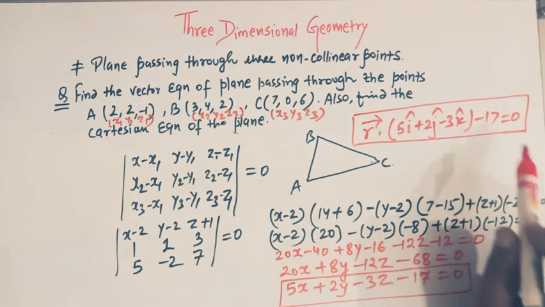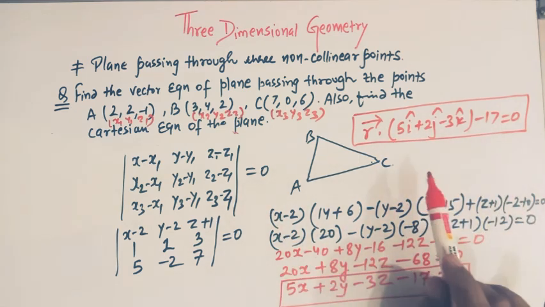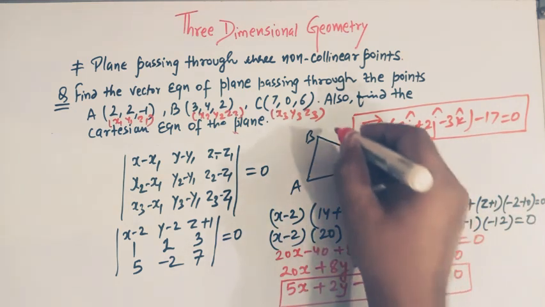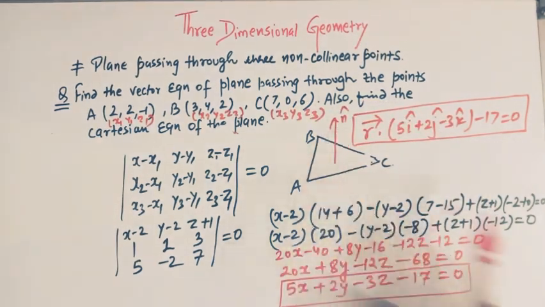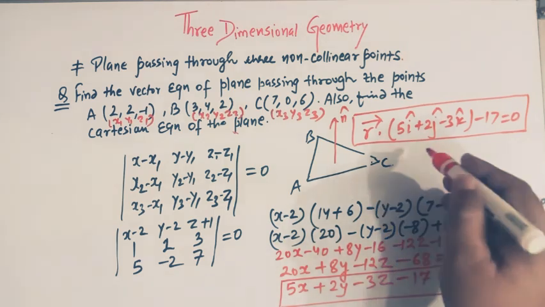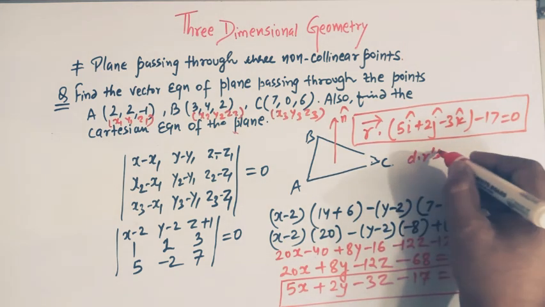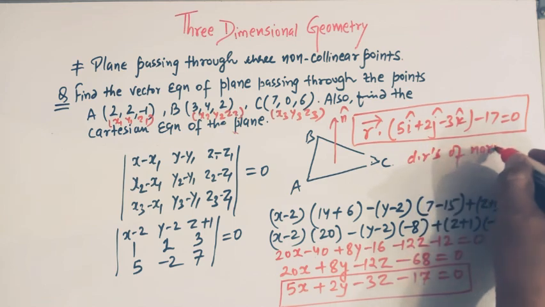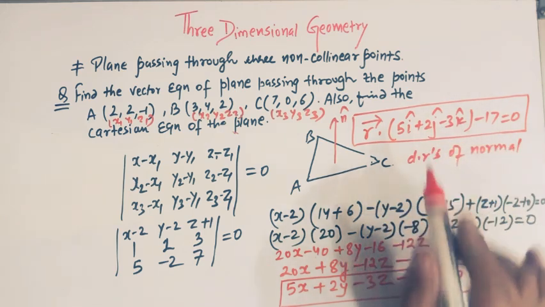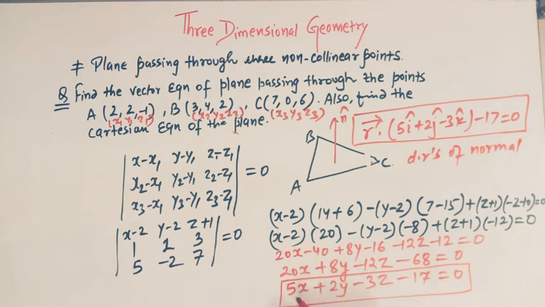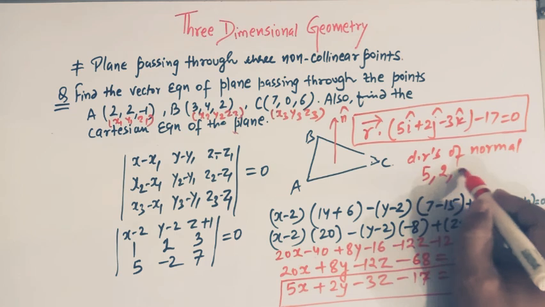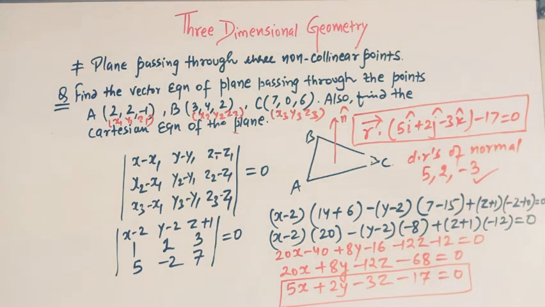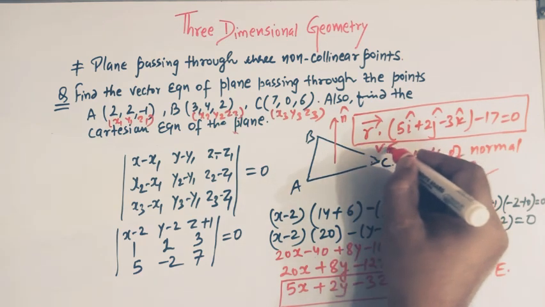And see, the direction ratios of the normal to the plane are given by the coefficients of x, y, and z. So we have here 5, 2, and minus 3, right? So this is the Cartesian equation, and this is the vector equation.